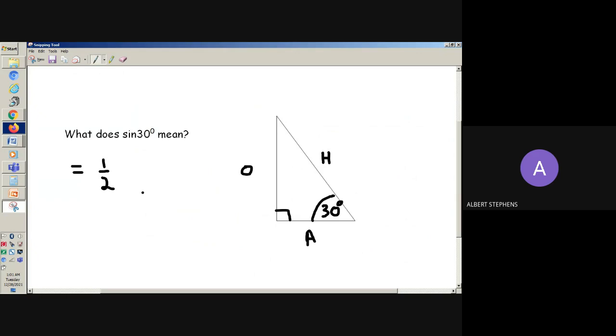So somebody discovered that. So that's what sine 30 means. And remember that sine 30, according to the formula, is opposite over hypotenuse. So when you have a triangle like this, they found out that the ratio is 1:2. It always works.